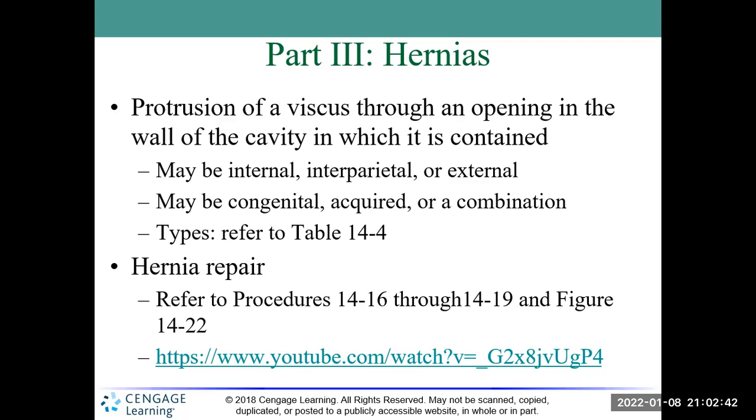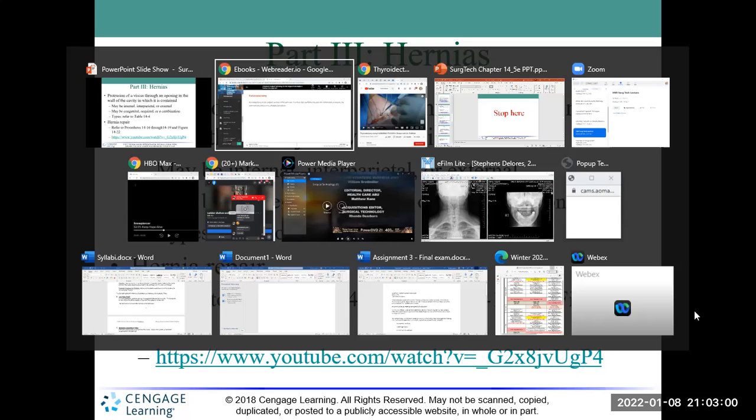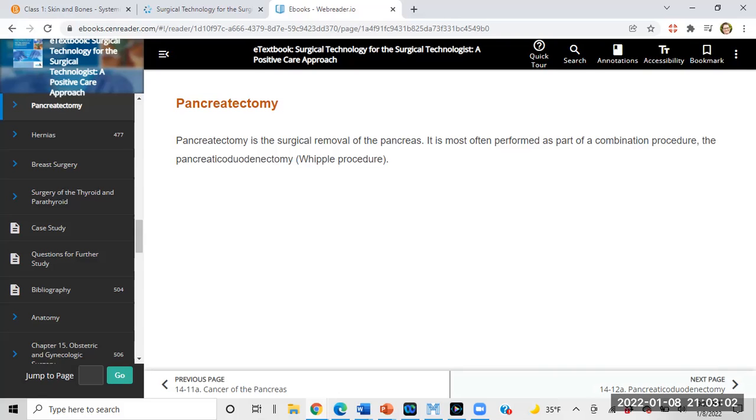Sometimes hernias can happen just because of excess abdominal pressure, like someone that lifts weights and does so with incorrect body mechanics, that can cause a hernia. There are several different types that are outlined.